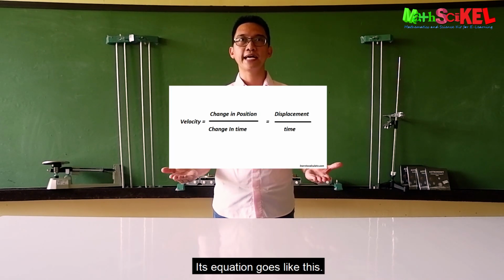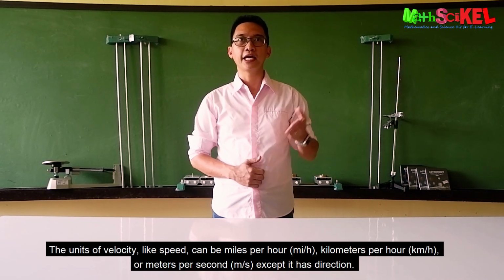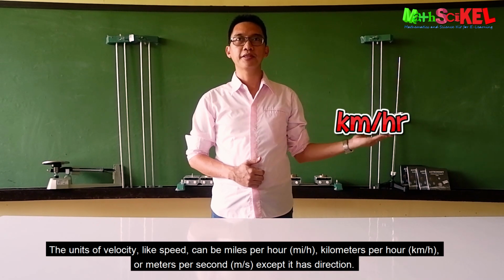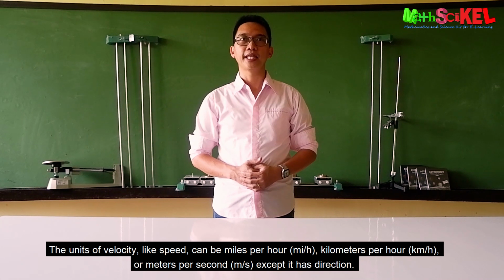Its equation goes like this. The units of velocity like speed can be miles per hour, kilometers per hour, or meters per second, except it has direction.